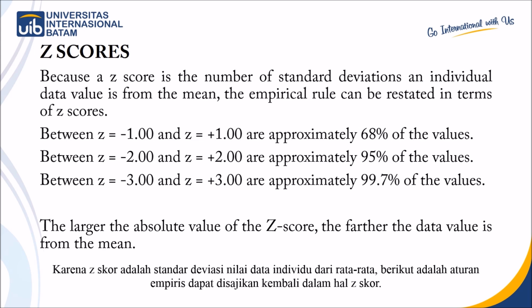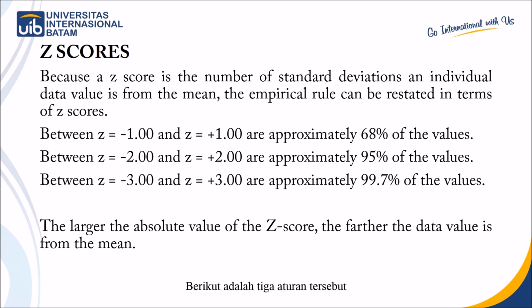Because a z-score is the number of standard deviations an individual data value is from the mean, the empirical rule can be restated in terms of z-scores. These are the three terms. The larger the absolute value of the z-score, the farther the data value is from the mean.